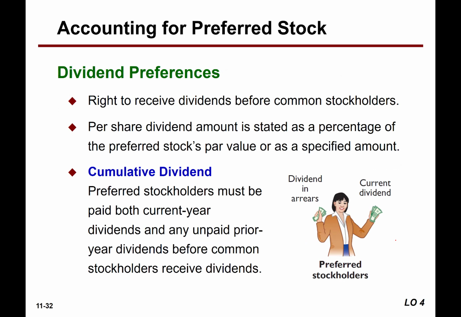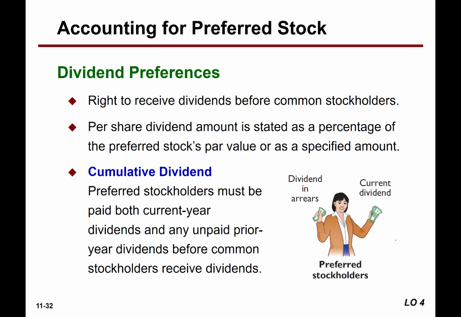Now you come over and we talk about dividends. And this lady is smiling because she's going to have the current year dividends and dividends in arrears. So what happens? The preferred stock will receive dividends before the common stock. Per share dividend amount is stated as a percentage of the preferred stock's par value. If you have a cumulative dividend, that means that preferred stockholders will have to be paid both the dividend in arrears, previous year's dividends, plus the current year dividend before the common stockholders can receive any dividend.